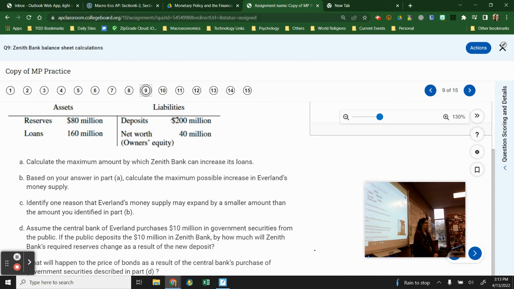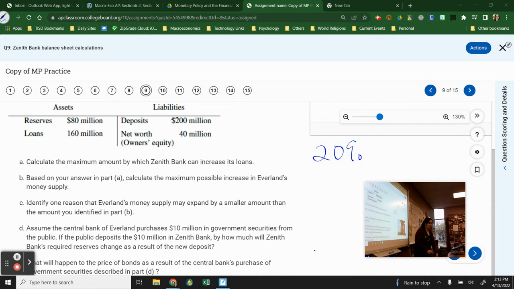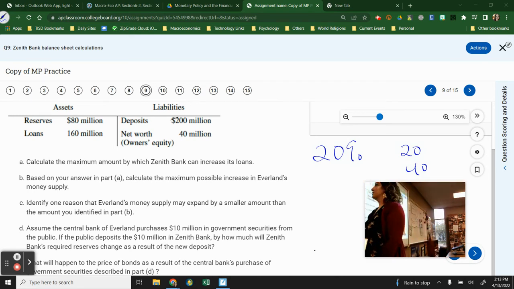Getting confused. Okay, it says $80 million in reserves. Does that say required reserves? It's just reserves. So that 80 million has required reserves in it. It also has excess reserves in it. What percentage of required reserves are we talking about in this problem? 20%. 20% of what? 200 million. What is 10% of 200 million? 20 million. So what's 20% of 200 million? 40 million. So of those reserves, which is 80 million, 40 million of it is required. The other amount is excess.